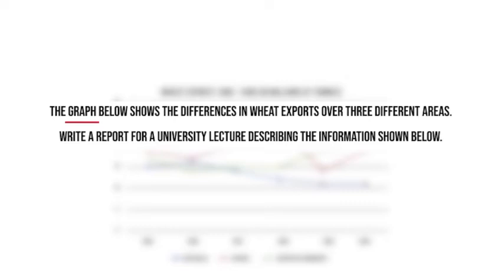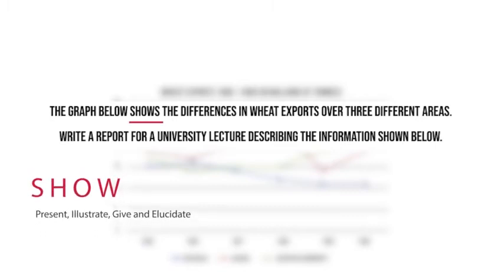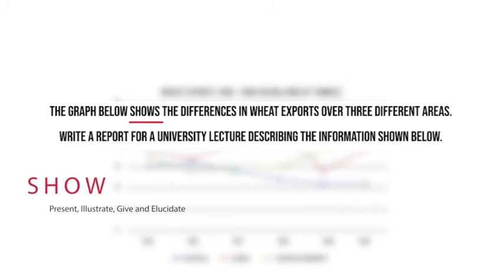First is graph. So what is a synonym of graph? We can use words such as chart, illustration, or even line graph. But of course, ladies and gents, you can still find more synonyms if you can. Now let's look at this word show. We can use present, illustrate, give, and elucidate. Again, you can look for more synonyms. Now if you look at the last word, it is areas. We can replace it with region.